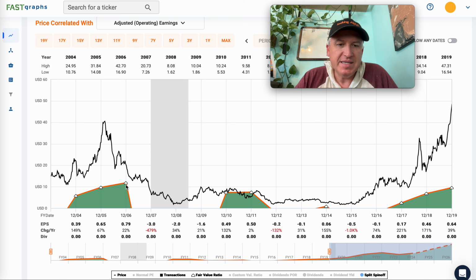Now, typically, if I see this green number fall below 50%, that's deep cyclical. It fell 400% there, 100% there, 1,000% there. So up until, we'll say, 2018, this has been a very deeply cyclical business.